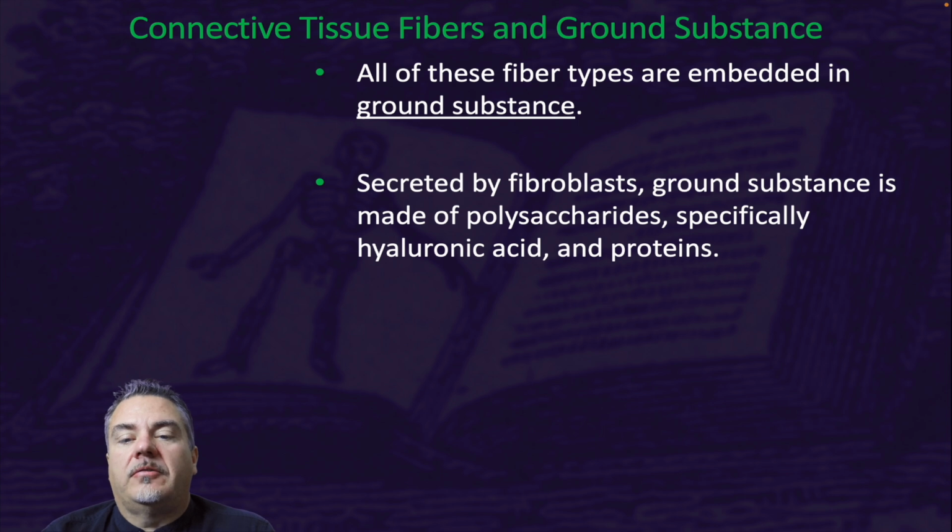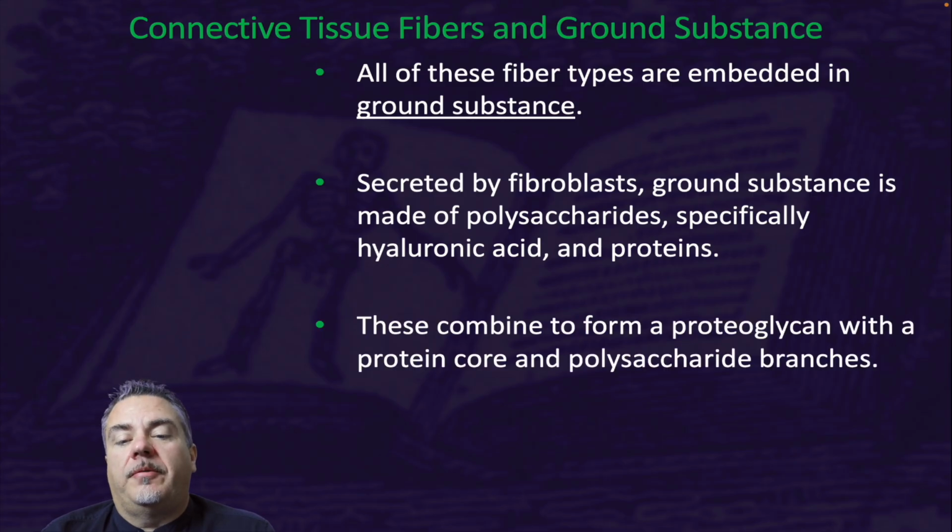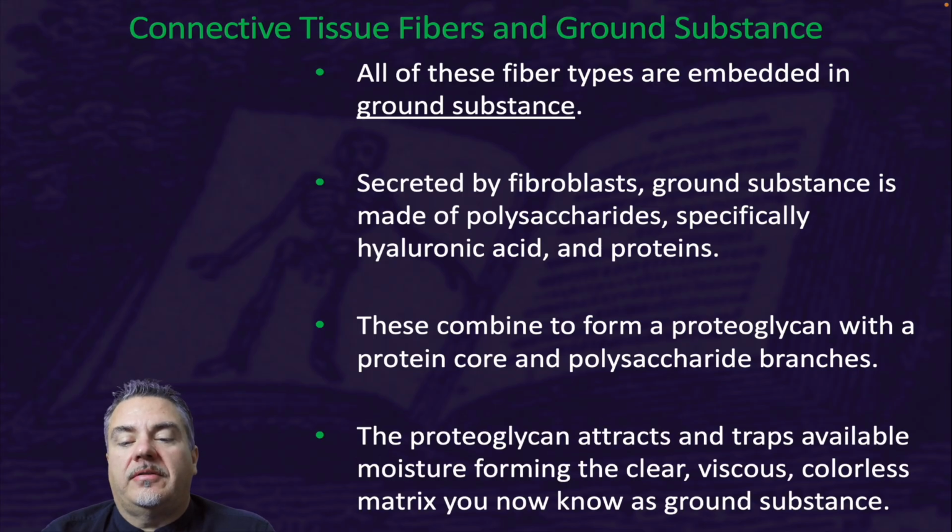Secreted by fibroblasts, ground substance is made of polysaccharides, specifically hyaluronic acid, and proteins. These combine to form a proteoglycan with a protein core and polysaccharide branches. The proteoglycan attracts and traps available moisture, forming the clear, viscous, colorless matrix you now know as ground substance.